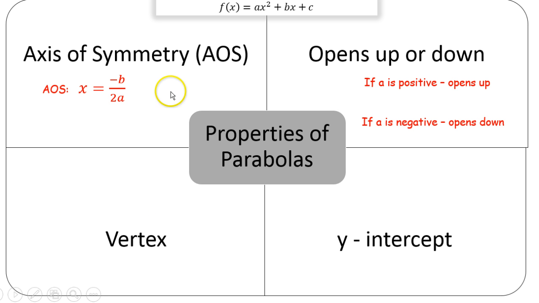To find the vertex, you're going to take the x coordinate here and plug it into the function. If you plug in this x value, whatever number you get out of this function is the y value of your vertex. So we say the vertex is represented by the axis of symmetry, the x that we found here, and the y that comes out of it after you plug it into the machine. The y-intercept is the easiest one of all. It's represented by c. The y-intercept is always whatever is right here behind the plus sign.